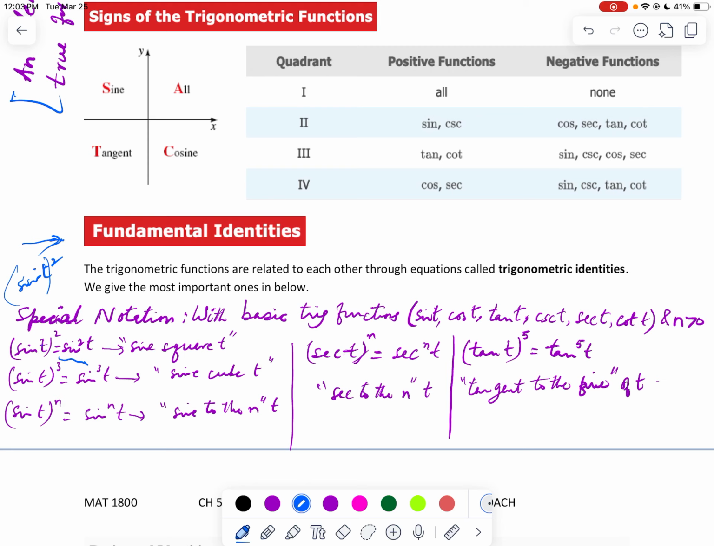So when you see sine square t, it means the sine of t value is going to be squared. And in the same way, all the rest of the functions like cosine square t, secant square t. So secant square t is basically secant of t whole squared.